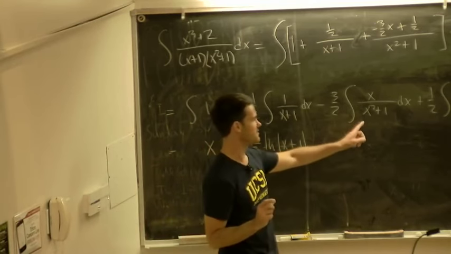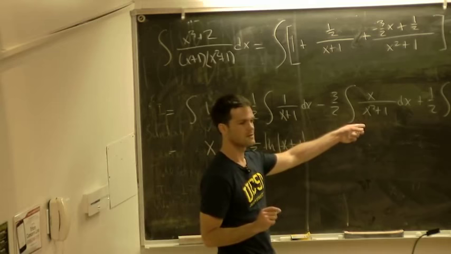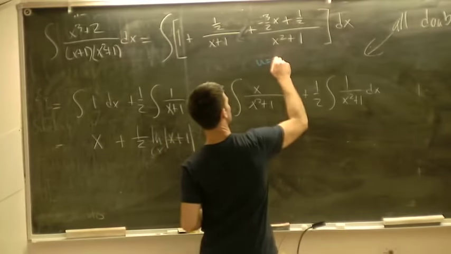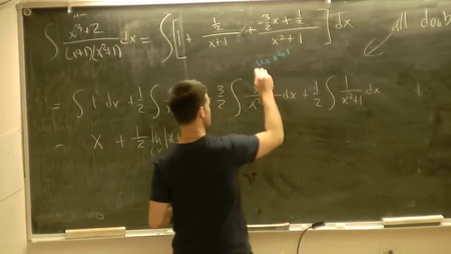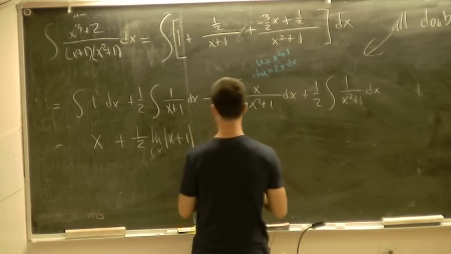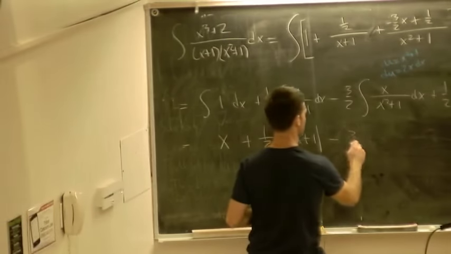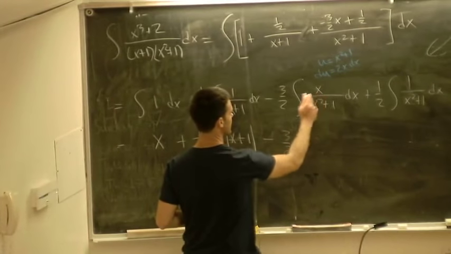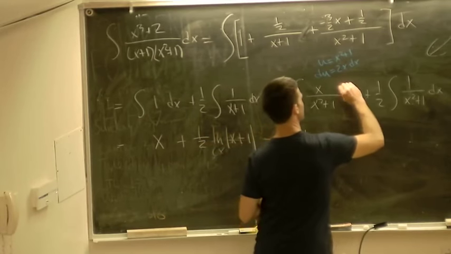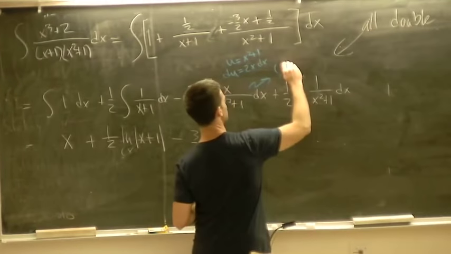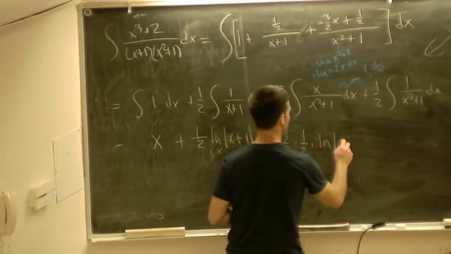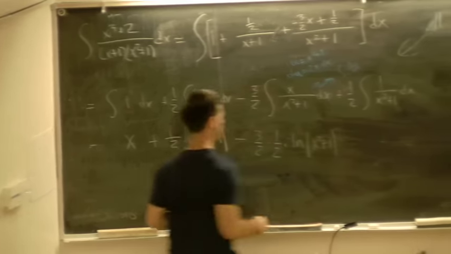The third one, what's the method for this? U substitution, good. So if u equals x squared plus 1, so du is 2x dx, then I'll get a minus 3/2, and I need to divide by 2 because of the 2, times 1/2. This thing would be the integral of 1 over u. So that's ln of x squared plus 1.